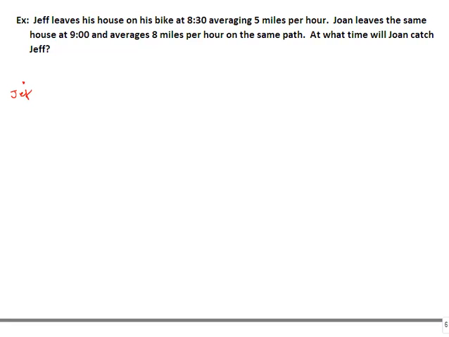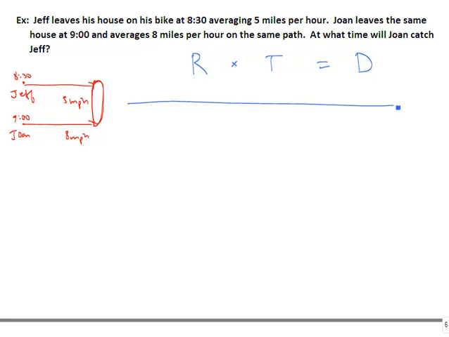So let's visualize this again. Here's Jeff. He leaves at 8:30, and he goes for a while at 5 miles per hour. Joan leaves at 9, and she's going a little bit faster, 8 miles per hour. And we want to know when are they going to be at the same place at the same time. So when is Joan going to catch Jeff? Alright, so there's distances involved, there's rates, and there's times. So let's use our chart. So I'm going to have rate times time equals distance. 2 rows, 3 columns. 1 row is for Jeff, 1 row is for Joan.